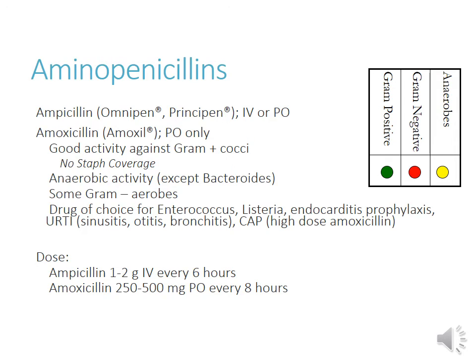We'll talk about general adverse effects and other things as a group in just a few slides. But the next group of penicillins is going to be the aminopenicillins. Remembering which ones are the aminopenicillins is kind of easy because they start with A, right? So you have your ampicillin, which can be given IV or PO, typically given IV, and then your amoxicillin, which is PO only.